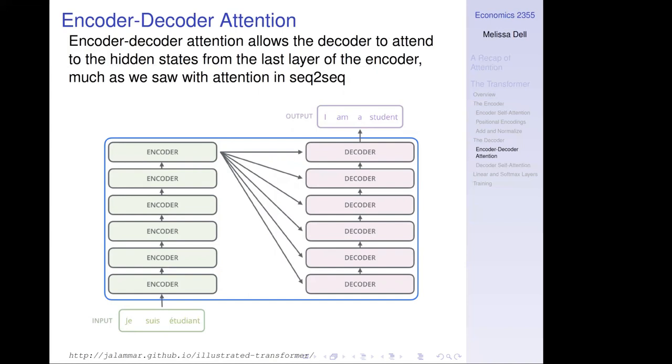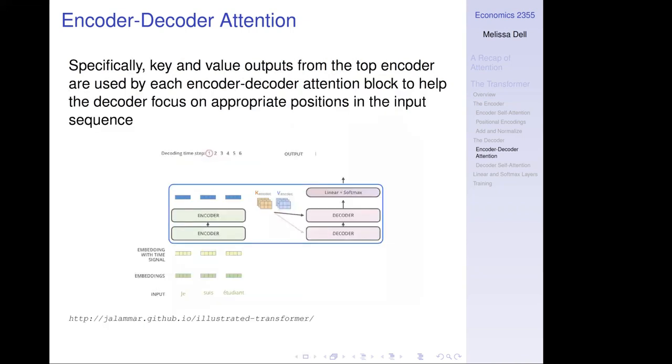In addition to having this self-attention where the input sequence attends to itself, which is replacing the sequentiality of the RNN that we saw with seq-to-seq, we also have attention here where the decoder is paying attention to the encoder. Specifically, you have the key and value outputs from the top encoder, and they are used by each encoder-decoder attention block to help the decoder focus on appropriate positions in the input sequence.